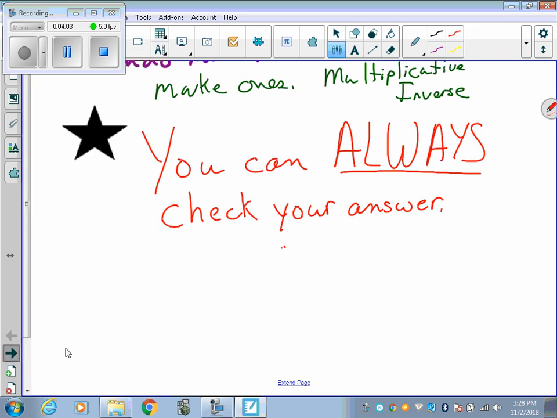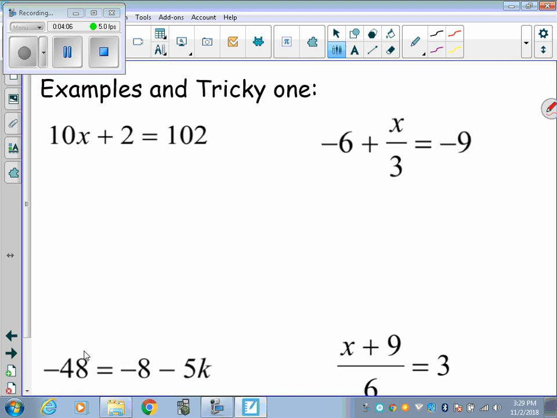So going to the next page, we're going to solve some, and also that nice tricky one. So 10x plus 2 equals 102. I'm going to draw that line down. What you do to one side, you do to the other. I have multiplication of 10 and addition of 2. I want to get rid of that adding 2 first. That means I'm going to subtract 2. Think of that as a positive 2. You want negative 2. Positive 2, negative 2, that's 0. But what you do to one side, you got to do to the other. And I draw the results line. Now I have 10x equals 102 minus 2 is 100.